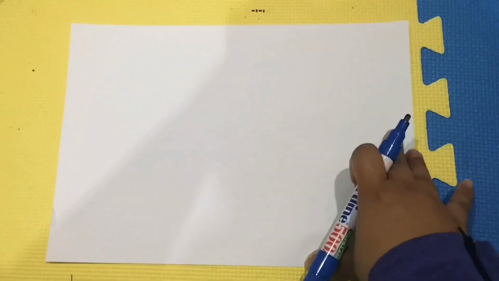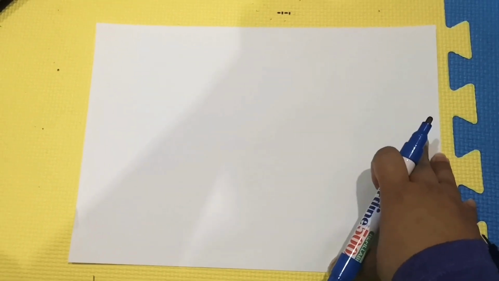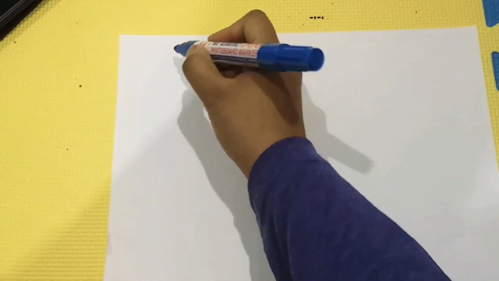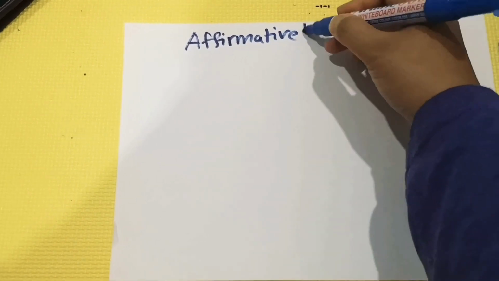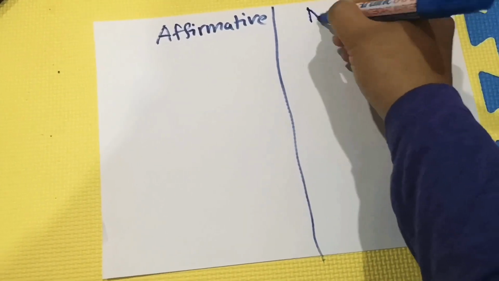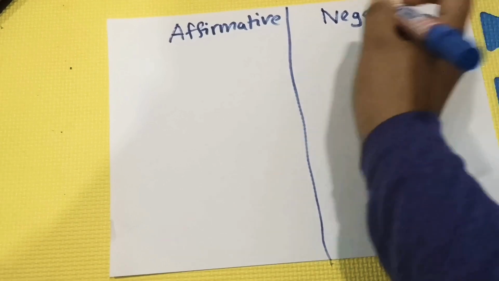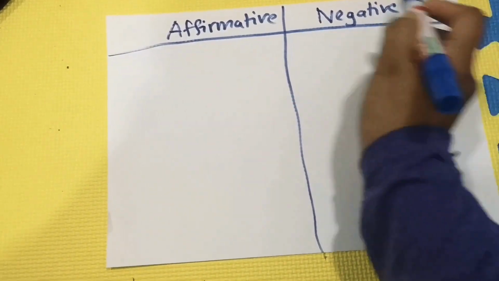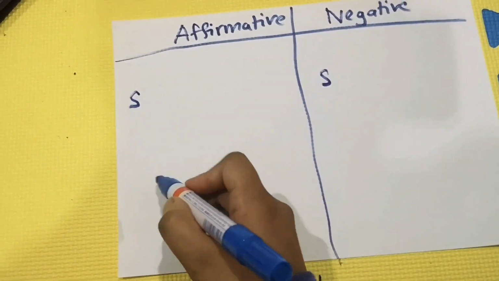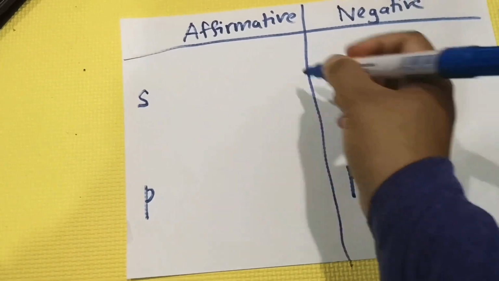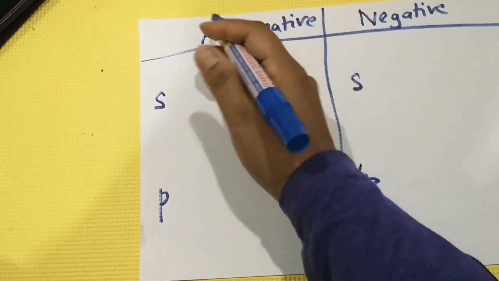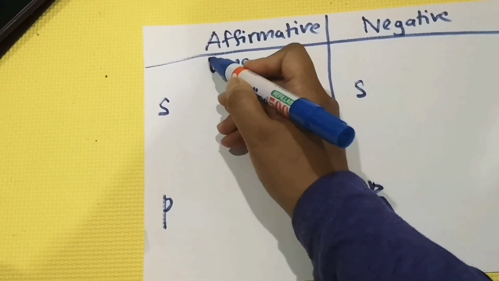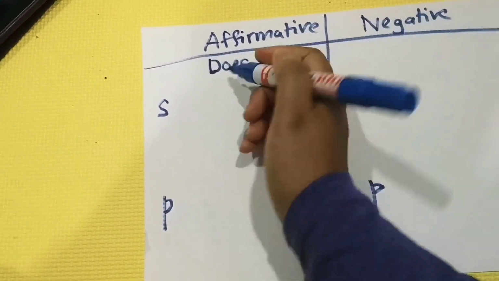Okay, now I'm going to show you the comparison on how to use the one for singular and plural between the affirmative and the negative use of verb to do. And this we will divide into singular and plural. So I'll take the verb does for singular.